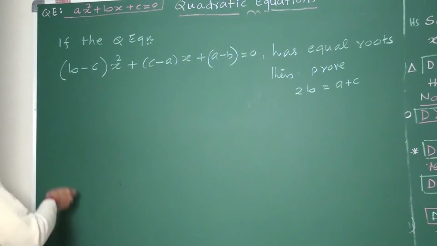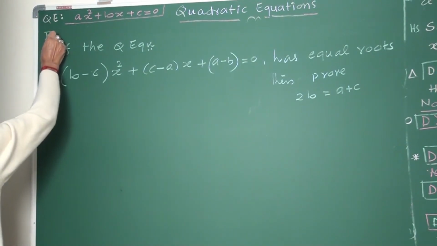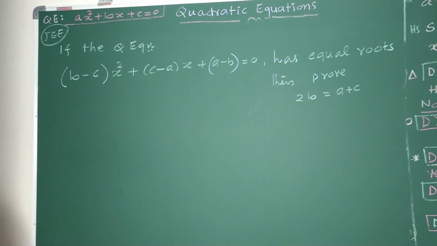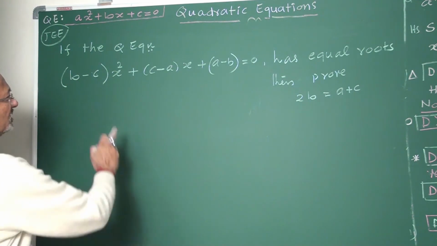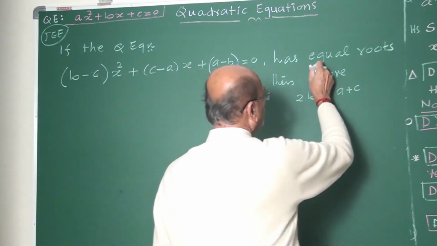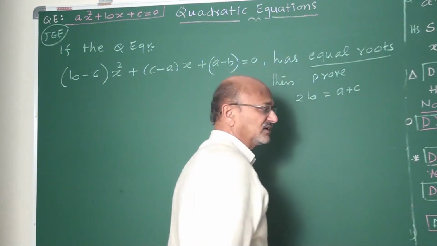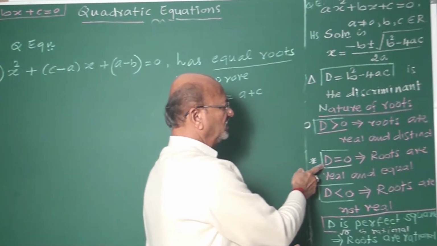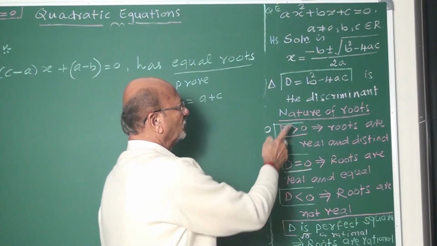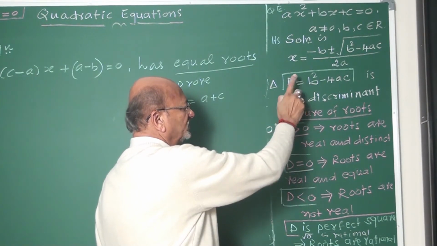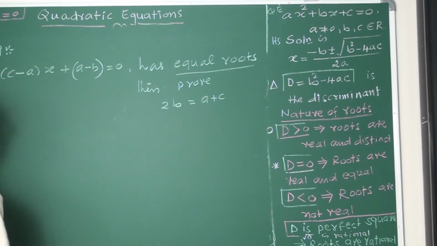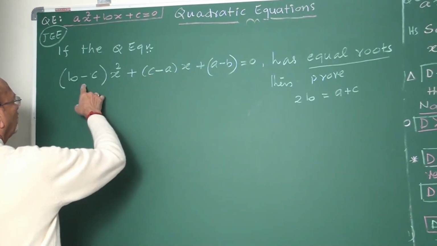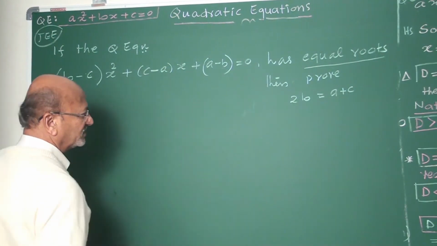See, my friend, it is a good question. I can name this as JW. Yes, my friend. What is given? This equation has equal roots. Roots are equal. Directly you may use what? Condition. When the roots are equal, what is the condition? D equal to 0. What is D? Discriminant. What is it? b square minus 4ac equal to 0. Simplifying, you can get this.